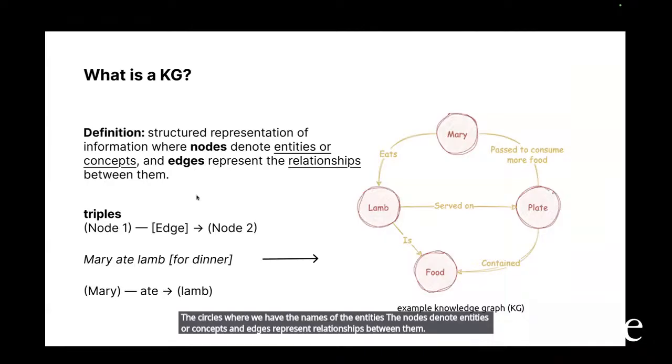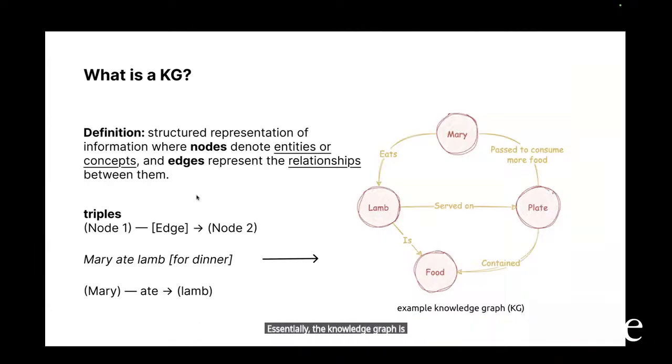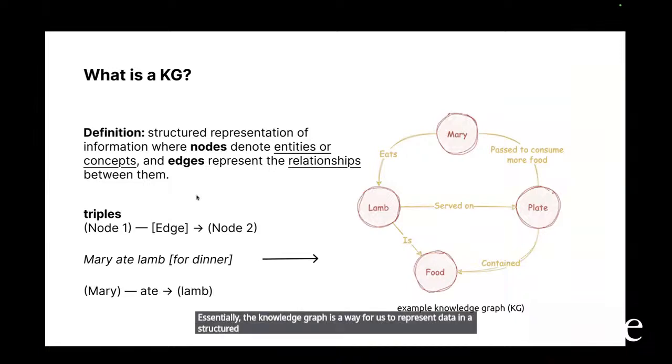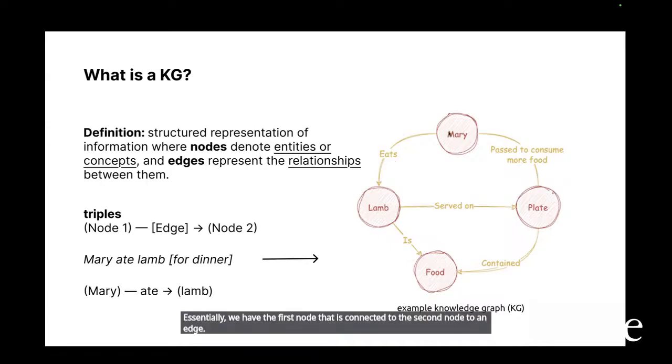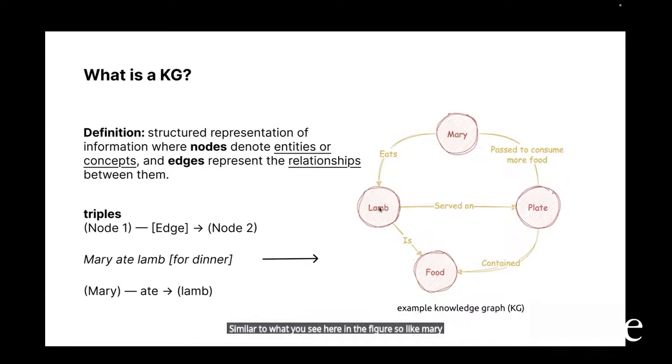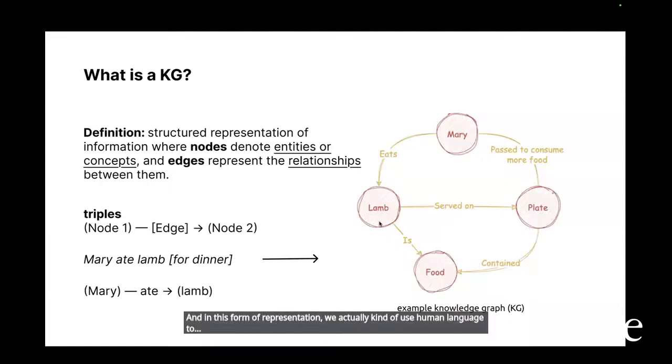Essentially, the knowledge graph is a way for us to represent data in a structured format. And if we would try to make it even more simple, it is organized in a series of triples. Essentially, we have the first node that is connected to the second node through an edge. Similar to what you see here in the figure, so like Mary eats lamb. And in this form of representation, we actually use human language to enrich or to organize this data.